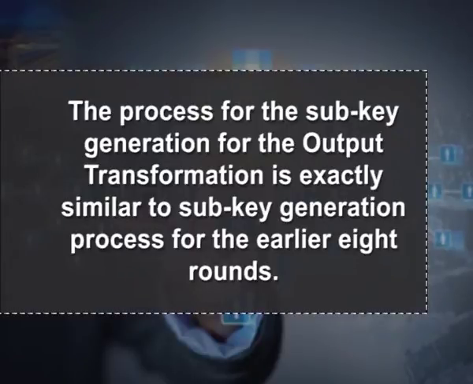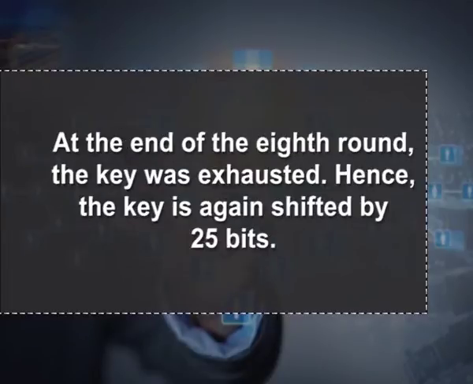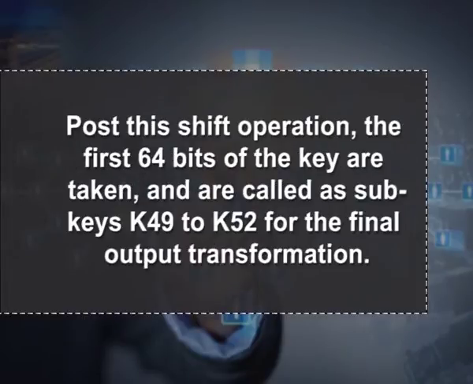The process of subkey generation for the output transformation is exactly similar to the subkey generation process for the earlier 8 rounds. At the end of the 8th round, the key was exhausted. Hence, the key is again shifted by 25 bits. Post this shift operation, the first 64 bits of the key are taken and are called subkeys K49 to K52 for the final output transformation.